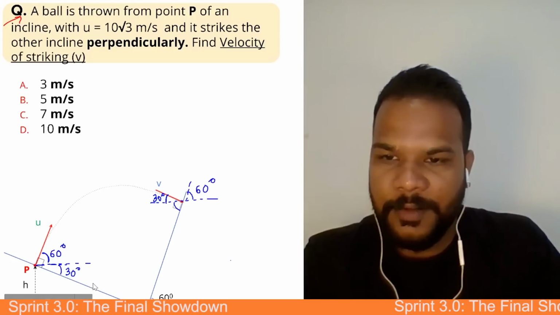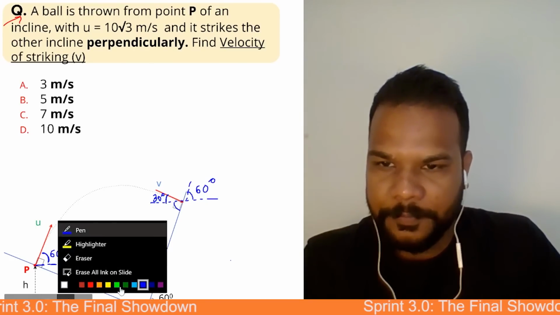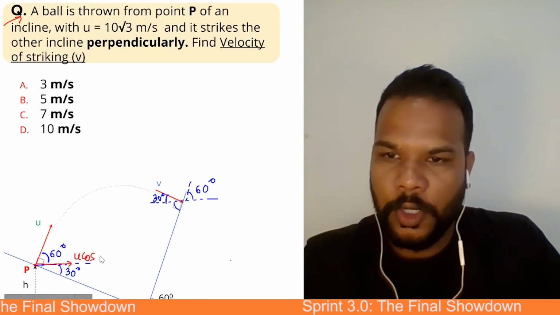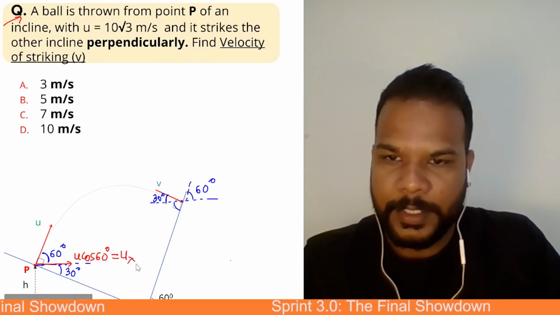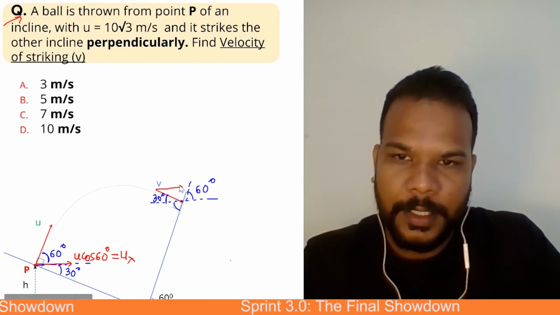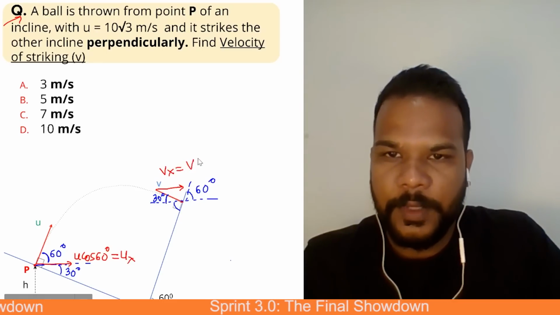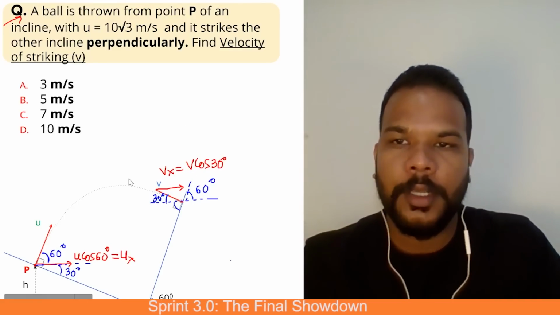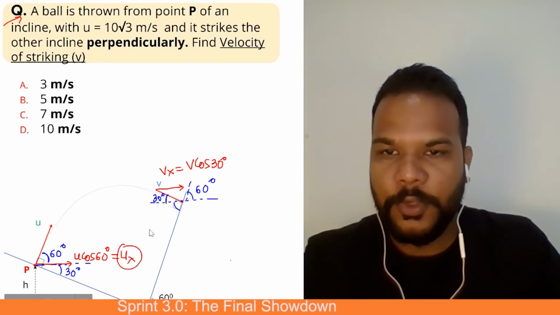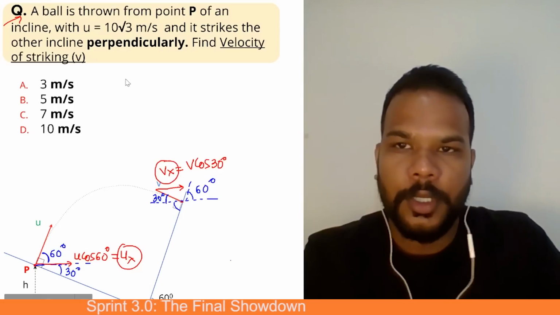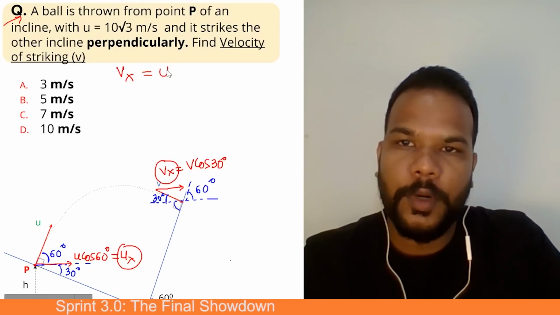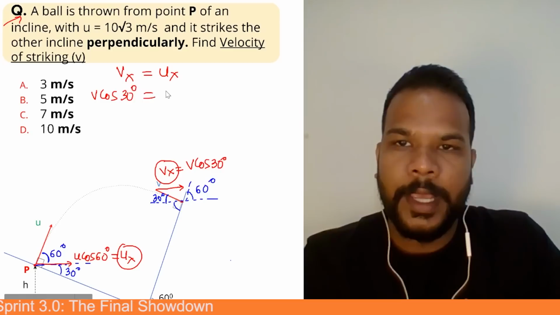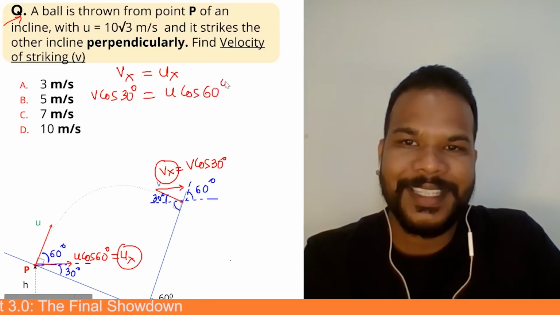If I resolve the initial velocity and final velocities here, okay, so this velocity is u cos 60 degree, which is ux, और अगर इसे रिजॉल्व करते हैं so vx will be v cos 30 degree. Okay, and you all know that during projectile motion the horizontal component of the velocity, matlab ux and vx, does not change, so we can say that vx will be equal to ux. Vx is v cos 30 degree, ux is u cos 60 degree.